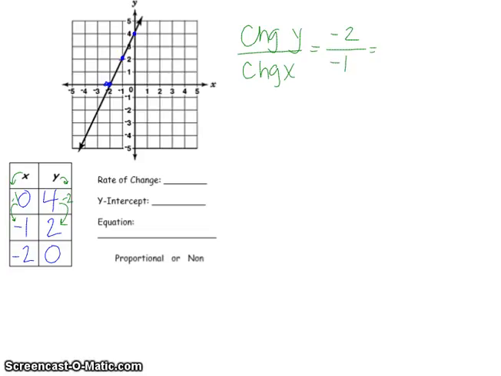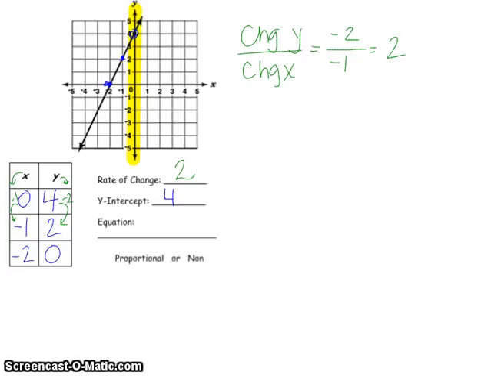Negative 2 divided by negative 1 is just a positive 2, so I know that my rate of change is positive 2. Now I need to find my y-intercept. So what I can do is take my highlighter and highlight my y-axis. And what I want to find is where does my graphing line touch my y-axis? Well, it touches right here at this 4, so I know my y-intercept is 4.